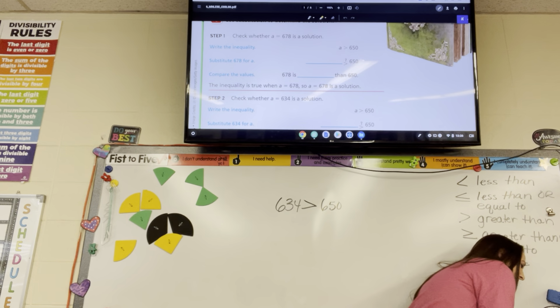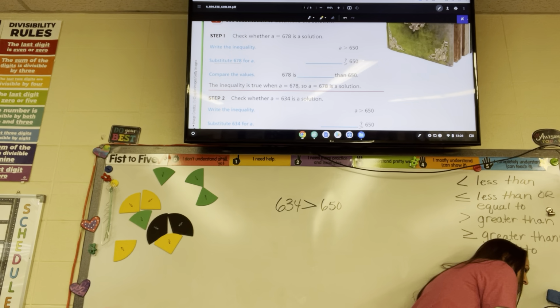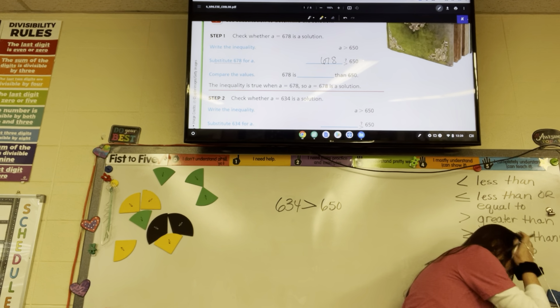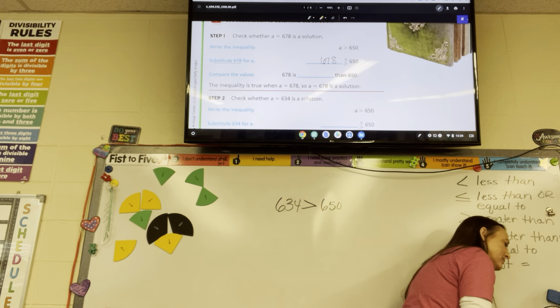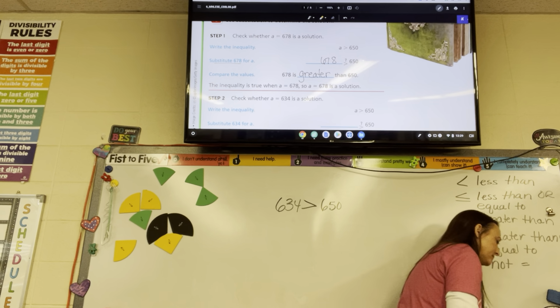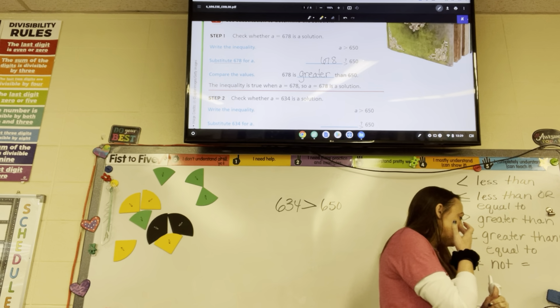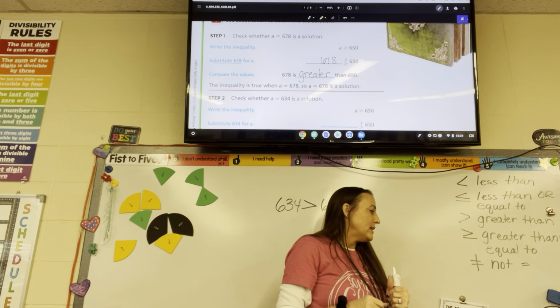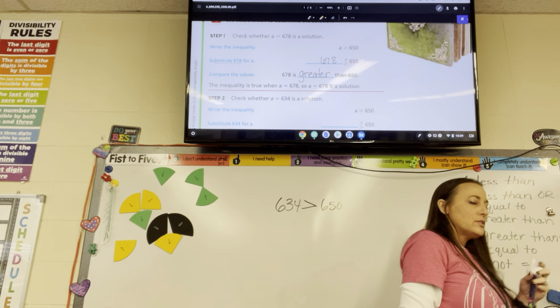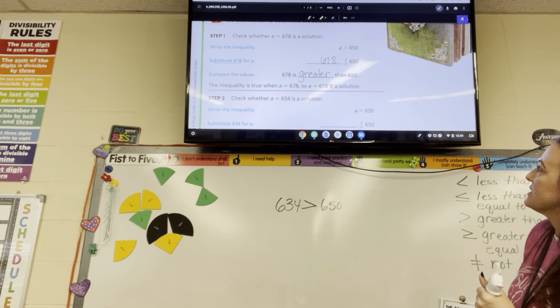So we'll start with 678. It says substitute 678 for the A. So 678 is greater than 650. That's true. 678 is greater than 650. The inequality is true when A equals 678. So 678 is a solution.